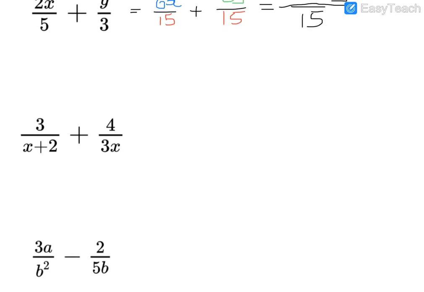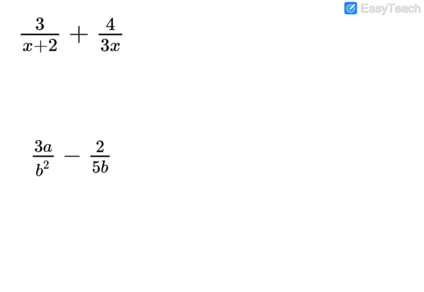I'll scroll that up a wee bit. So we've got 3 over x plus 2, plus 4 over 3x. Now this one's a little bit trickier because we've got algebra in the bottom of our fractions, in our denominators. So we're going to need to think of a way of writing a common denominator for these. And the best we can do in a situation like this is just to multiply the two denominators together.